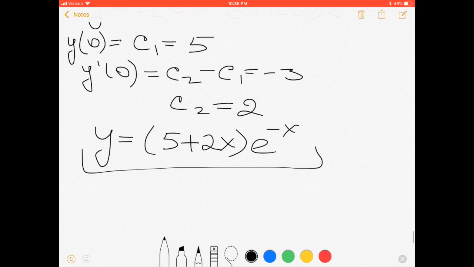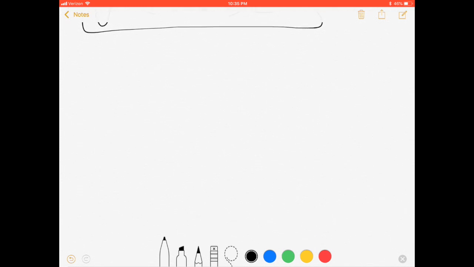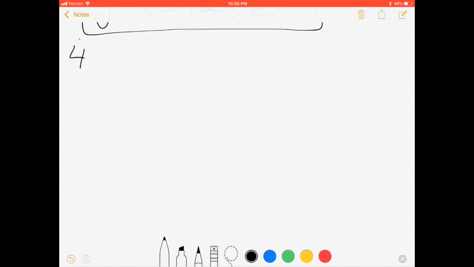Solving a couple of examples, something similar for your homework. Number 4. Here you have a differential equation, second order, two functions, and an initial point. And here we first need to verify the two solutions, y1 and y2, and then find the particular solution.